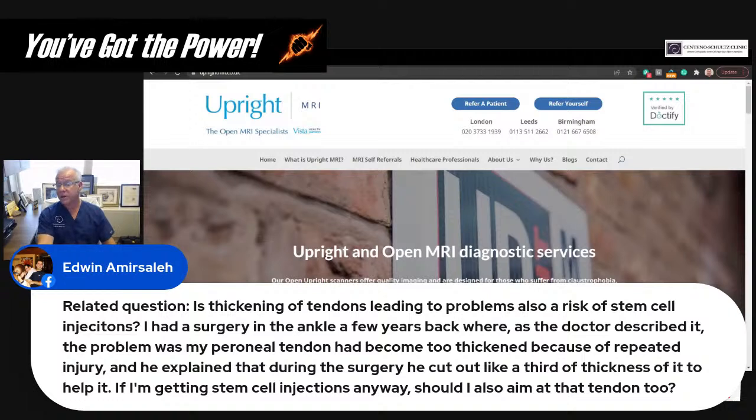What we really want to do is to stimulate healing within the tendon so that the tendon becomes smaller and denser and has the same or a better load to failure.